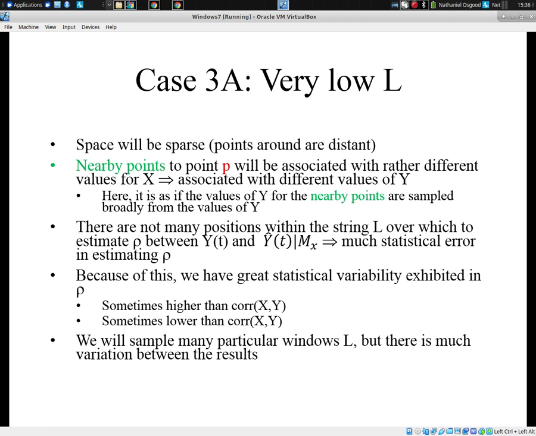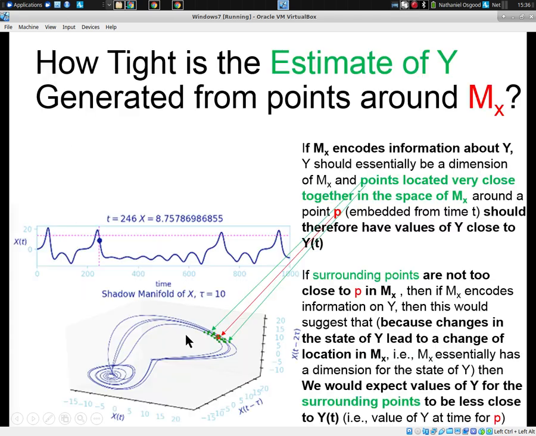Moreover, for very low L, we're going to be estimating rho from very small windows, and many, many particular windows. But there's a large variation because the windows are very small. Sometimes we may get a lot of variation, sometimes lower. So there's a lot of variation here.